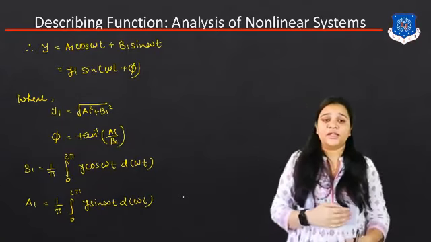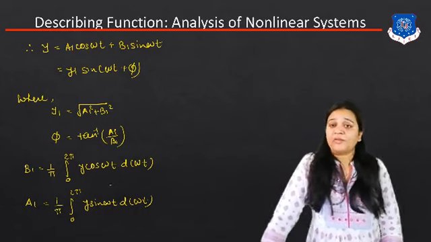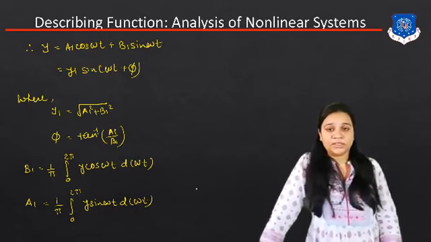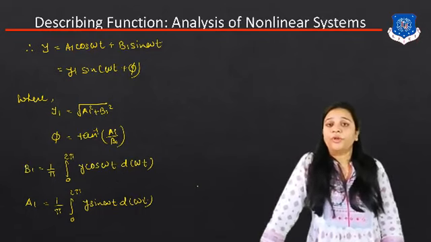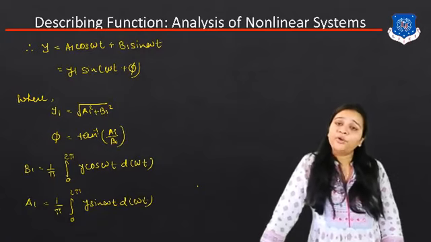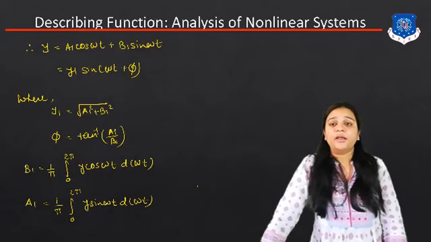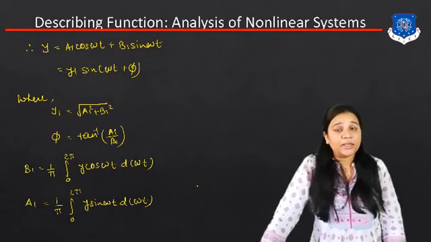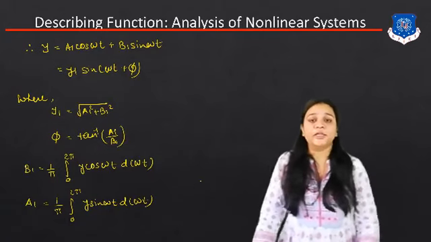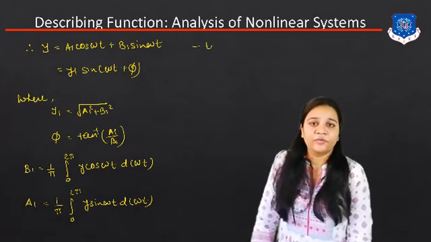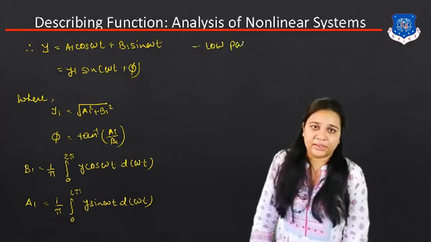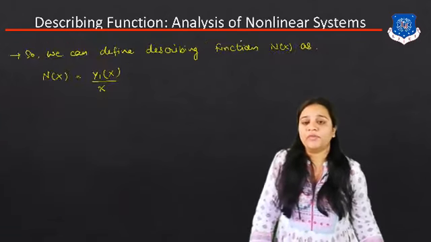The derivation and solution of this a1 and b1 is given in the textbook, so you have to refer to it, but in the exam you have to simply write the equation of the output y depending upon a1 and b1. And here we have just considered the low pass filter components. Clear? So this is the describing function.